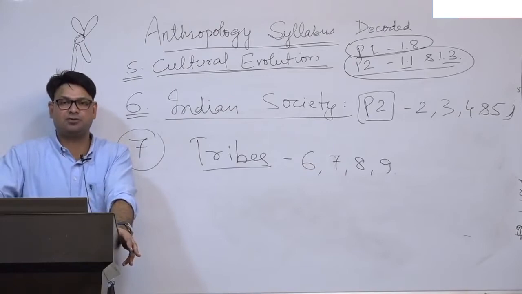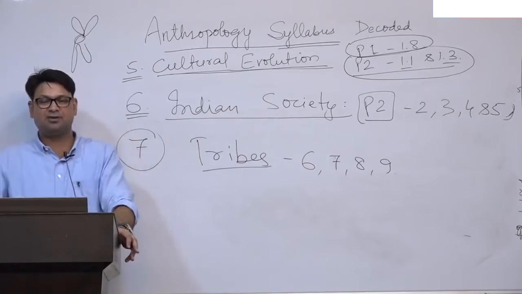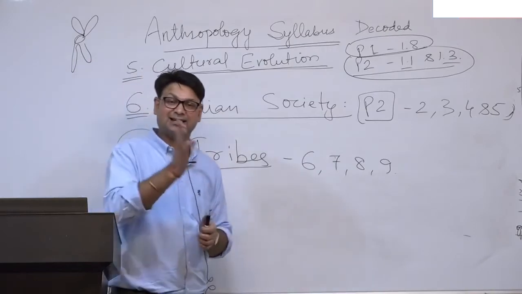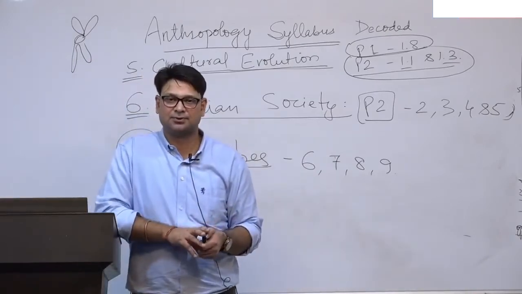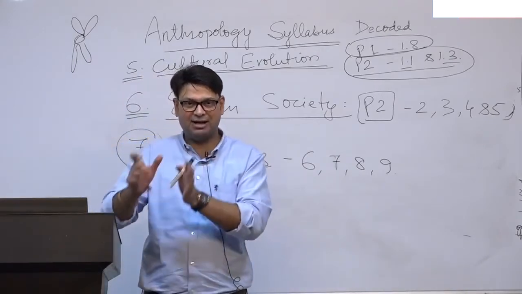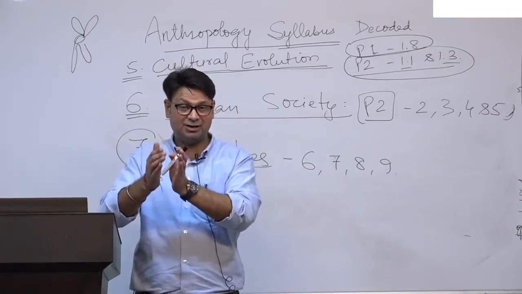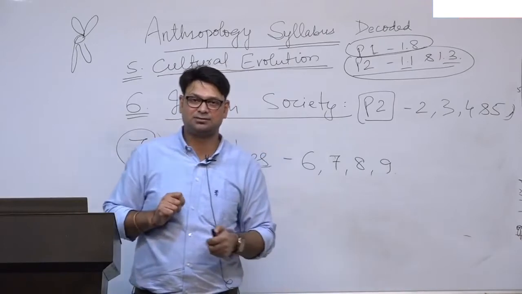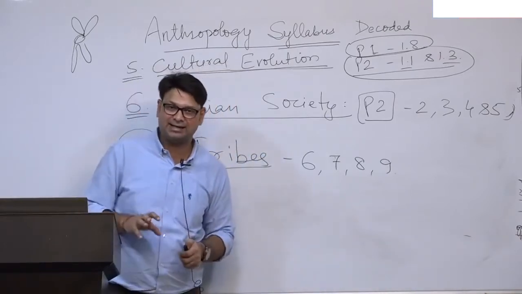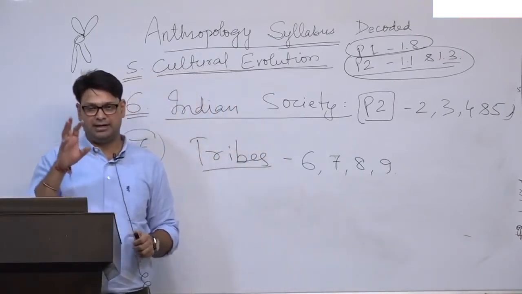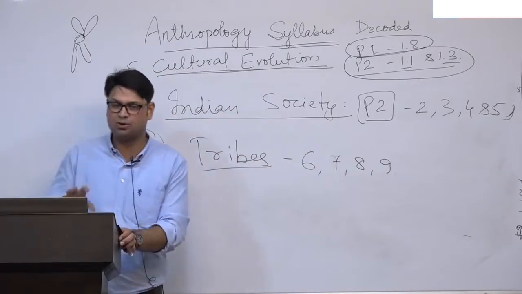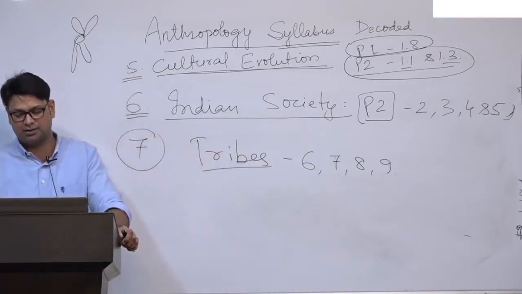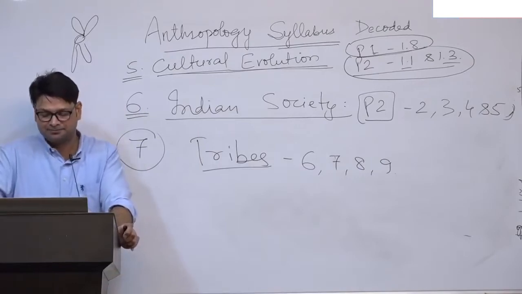Then the concept of PVTGs, particularly vulnerable tribal groups, who are basically living with pre-agricultural technology. Agriculture is a developed technology and they are living in a pre-agricultural world. They don't practice agriculture, although in real ground reality, that is not so nowadays. But still, there are a lot of things that you can say.